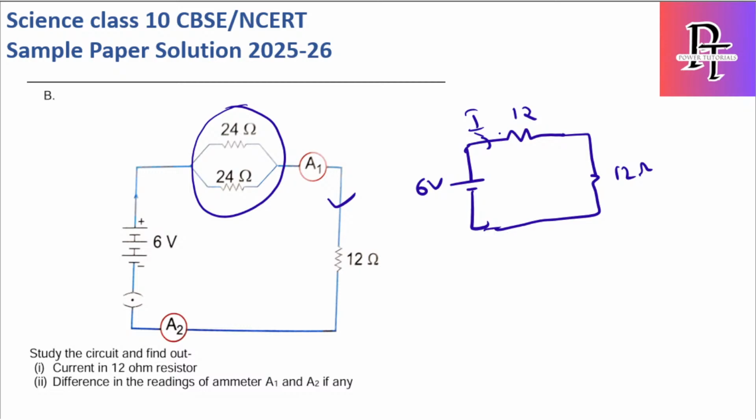4 amps is not correct, Ramu. Just try again. Get me the total resistance first and then use Ohm's law and get me the current.